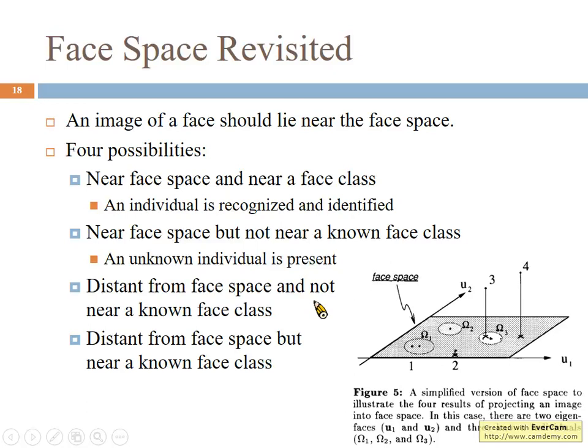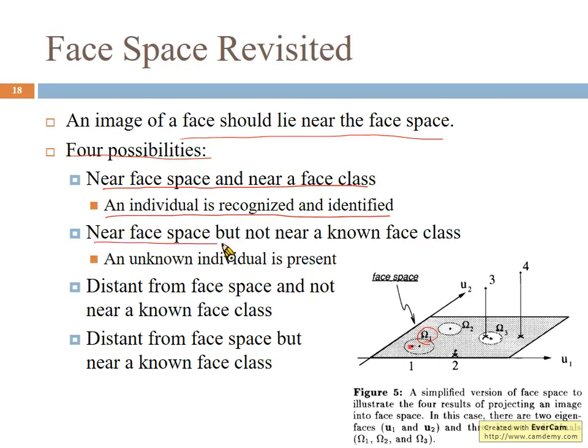So finally, we revisit the face space and talk about its properties. An image of a face should lie near the face space. There are four possibilities when we are given any image relative to the face space. The first case is near face space and near a face class. When we project the given image to the face space, it may project to point one, and then we find the nearest neighbor is a known individual. Then we can classify image number one as omega one. So an individual is recognized and identified.